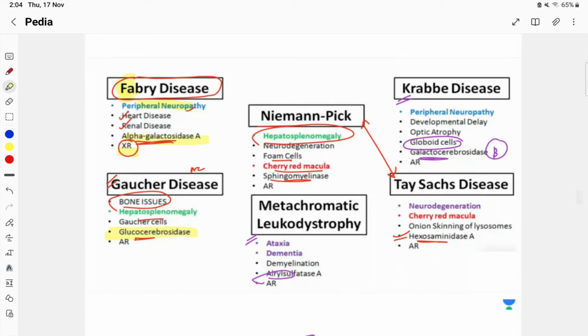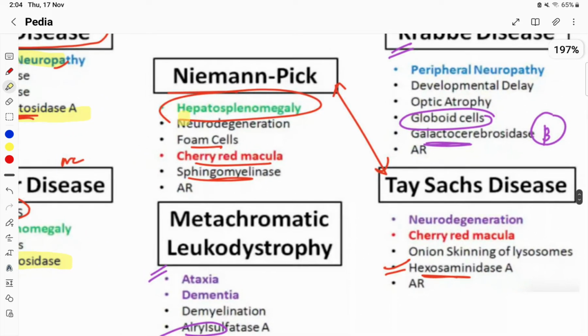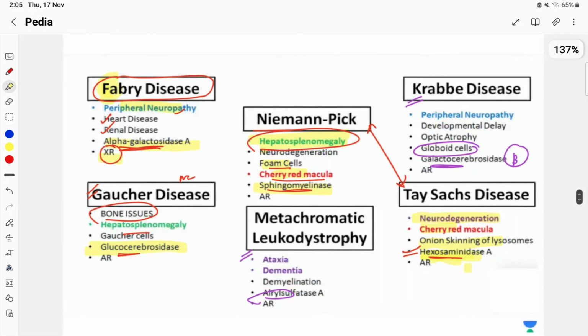Then next we have Niemann-Pick and Tay-Sachs. Niemann-Pick has a big nose. You're picking your big nose, so there is hepatosplenomegaly. There is none in Tay-Sachs, but there is neurodegeneration. Cherry red macula is present in both. Pick your big nose with sphingomyelin, and there are foamy cells. In Tay-Sachs, six small Jews, so hexosaminidase, onion skin appearance, and both are autosomal recessive.